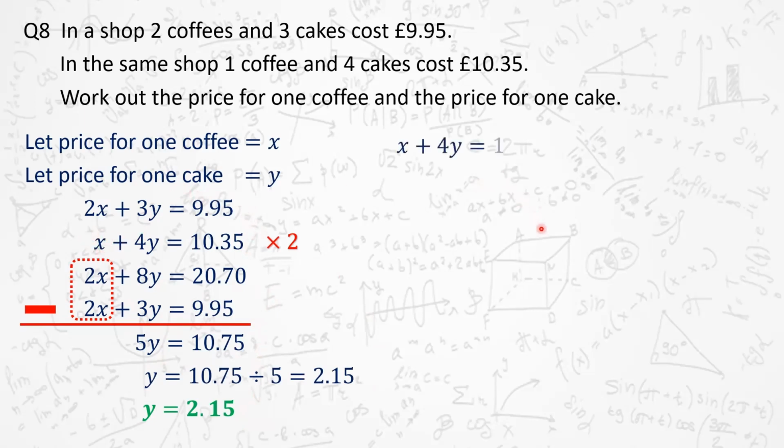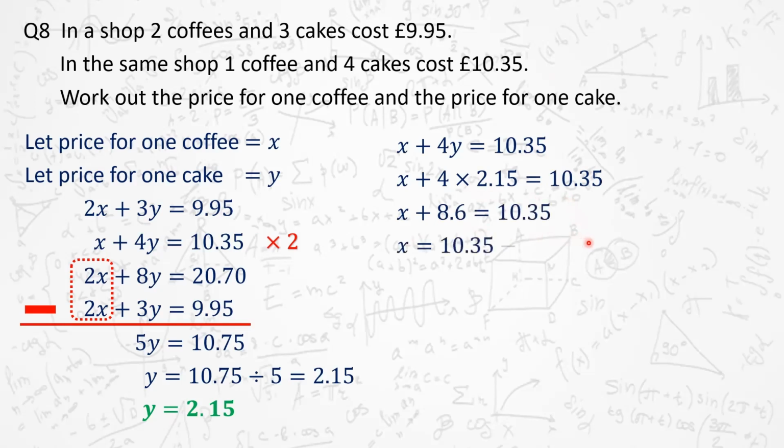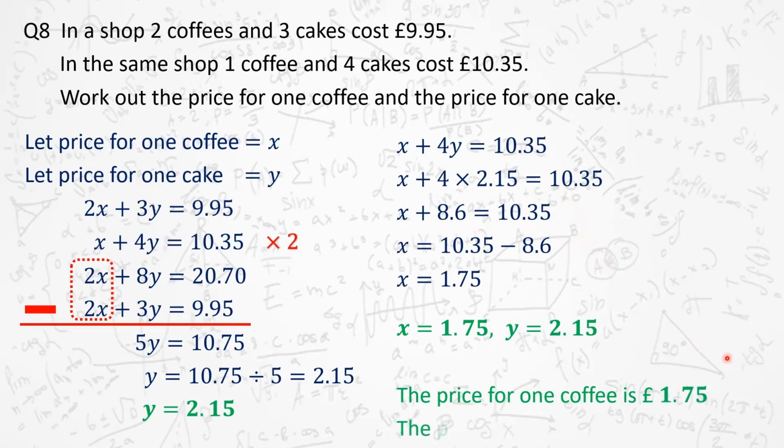X plus 4y equals 10.35. Y is 2.15. So I have x plus 8.6 equals 10.35. x equals 10.35 minus 8.6, so x equals 1.75. My final answers are x equals 1.75 and y equals 2.15. So the price for one coffee is £1.75. The price for one cake is £2.15.